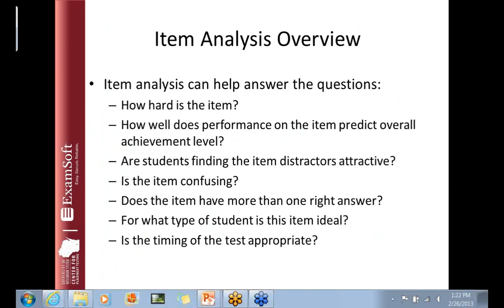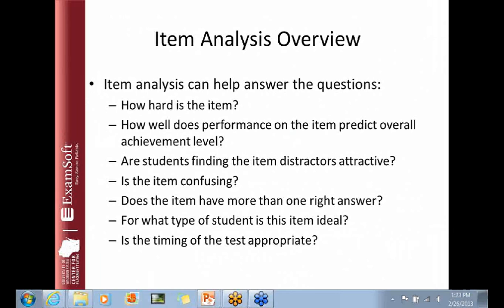All right, so item analysis can help you answer the following questions. How hard is an item? How well does the performance on this item predict overall achievement level? Are students finding distractors, the wrong answers, to be attractive? Is the item confusing? Does an item maybe have more than one answer that's actually correct, or does it have only one right answer, as I'm sure was intended? It can help you figure out what types of students this item maybe is ideally suited for. It can help you figure out if the timing is appropriate, or maybe students at the end of the exam are hurrying and not getting an opportunity to get to those items.